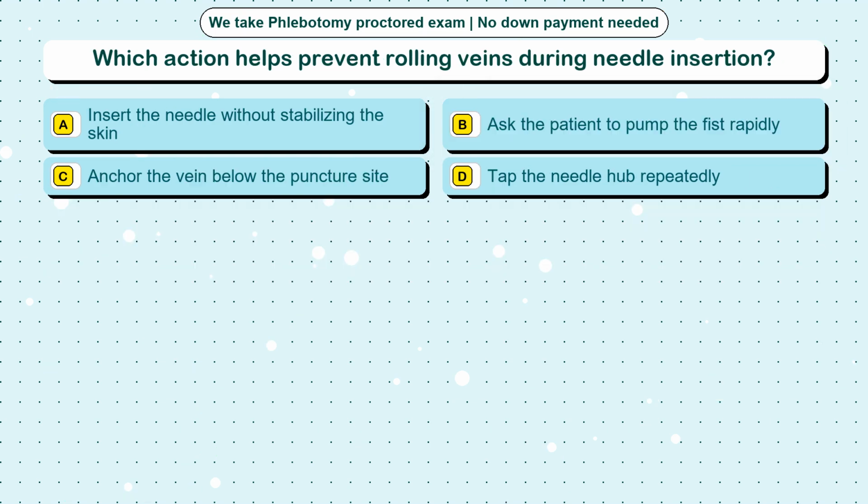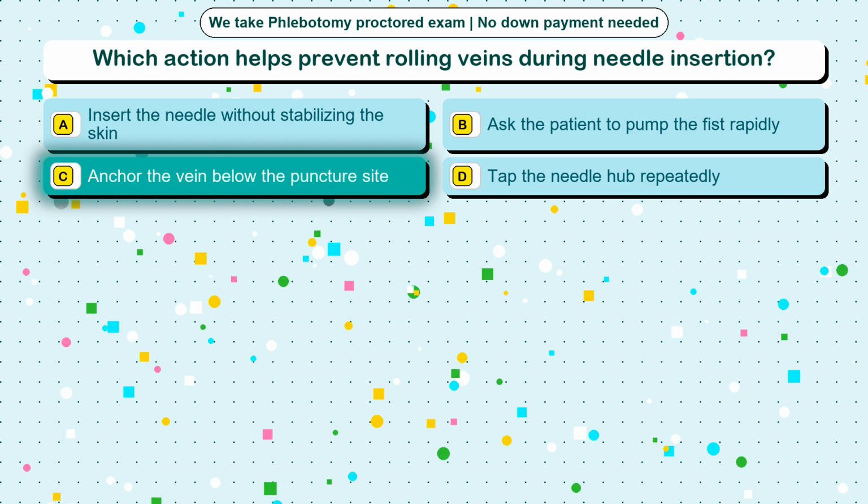Question 20. Which action helps prevent rolling veins during needle insertion? Option A, insert the needle without stabilizing the skin. Option B, ask the patient to pump the fist rapidly. Option C, anchor the vein below the puncture site. Option D, tap the needle hub repeatedly.